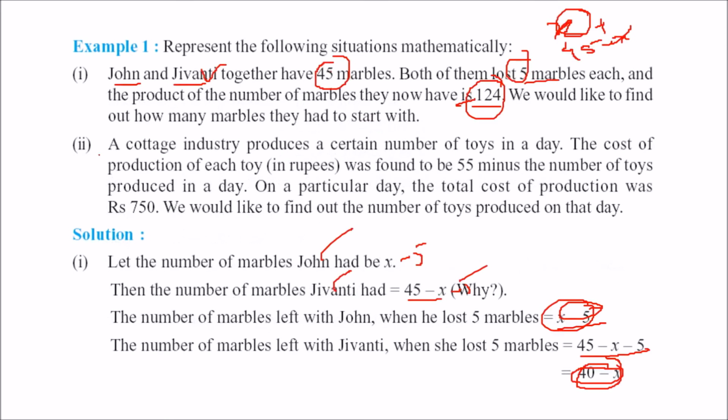Now the second situation is, a cottage industry produces a certain number of toys in a day. The cost of production of each toy was found to be 55 minus the number of toys produced in a day. So if X is the number of toys, then the cost of production is 55 minus X. This is given. On a particular day, the total cost of production was 750. So X into 55 minus X is equal to 750. We would like to find out the number of toys produced on that day.